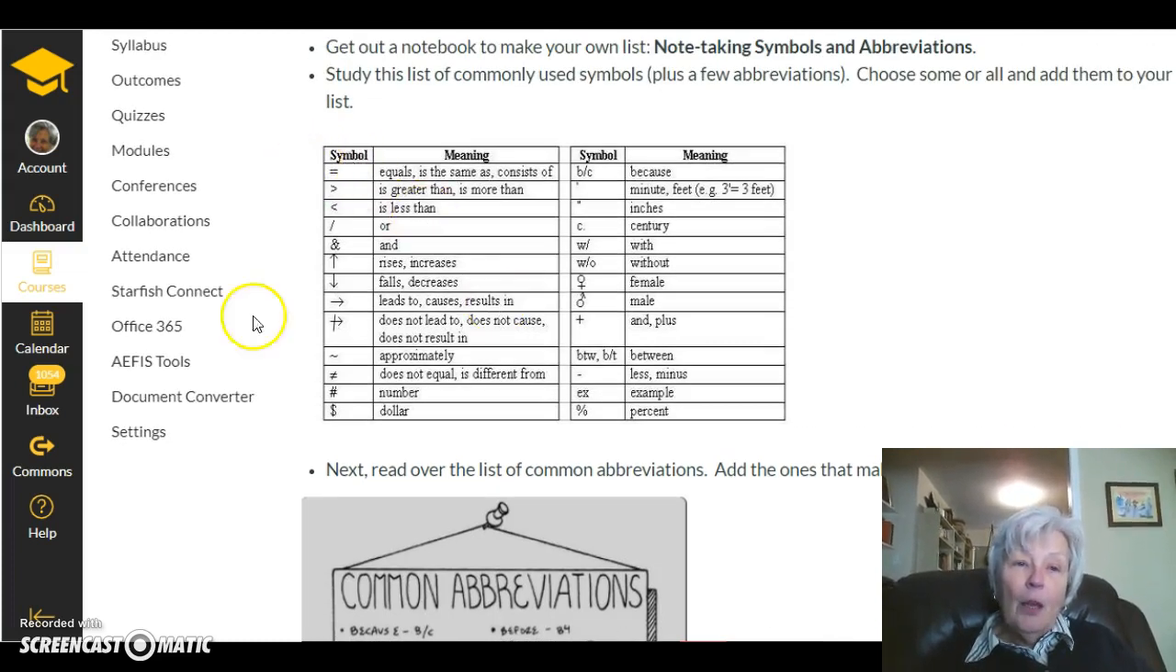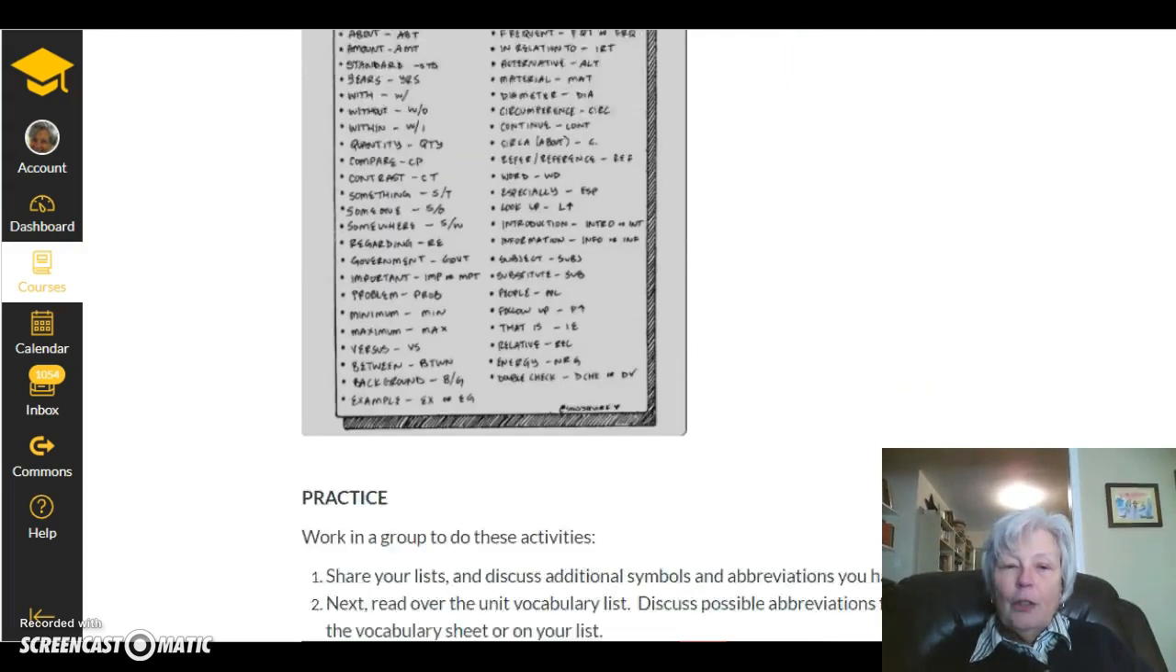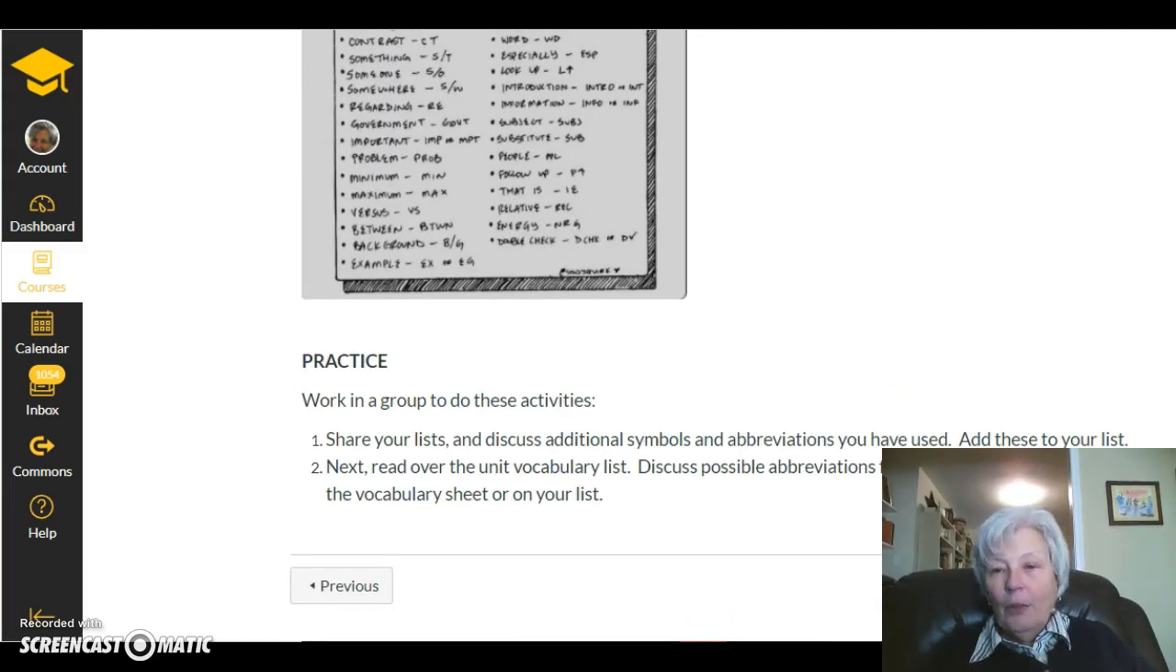Symbols, same thing. You can use a lot of mathematical symbols like equal to, greater than, less than. You can use arrows, like I use the arrow going up to mean increases or rises, and go down to mean drop or decline. Okay? So you're going to develop a system over time of your own personal abbreviations and symbols to use when you're taking notes.